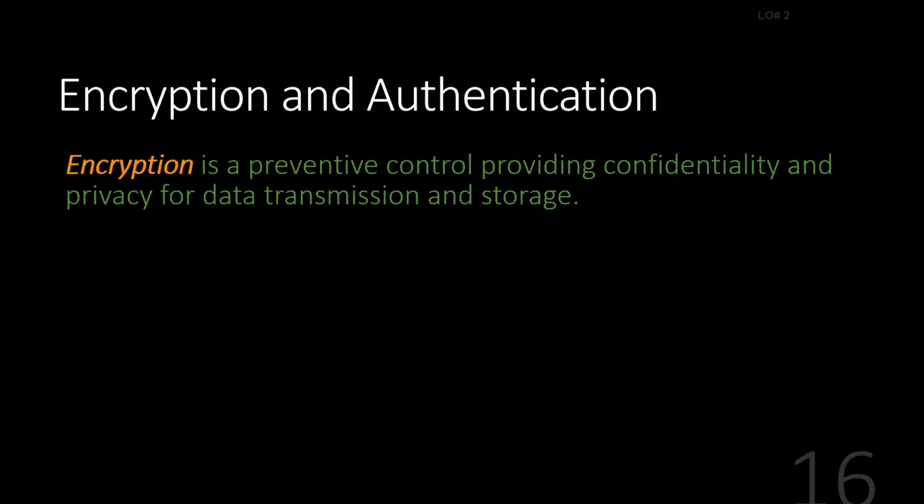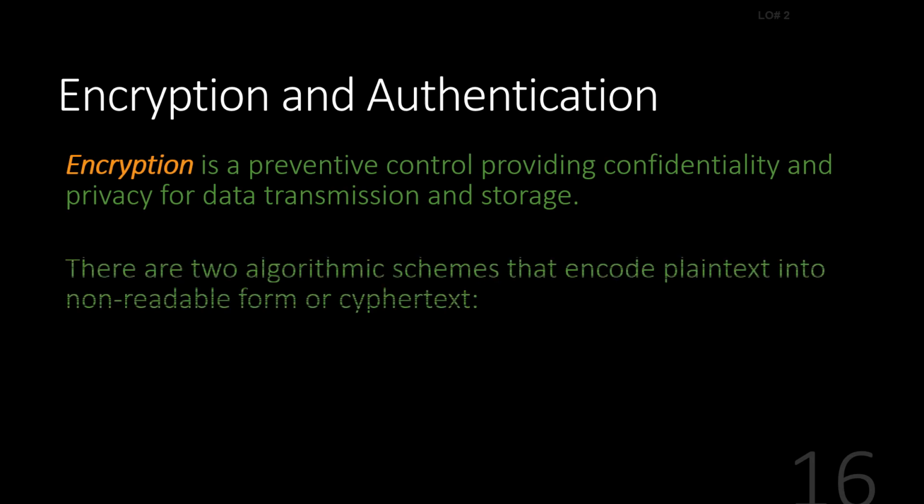All right, so when it comes to authentication, we've got encryption. Encryption is a key control for confidentiality, data privacy, and we use it in lots of different places. So we've got two main ways of performing encryption. Now, there are lots of encryption schemes, but there are two main approaches to it.